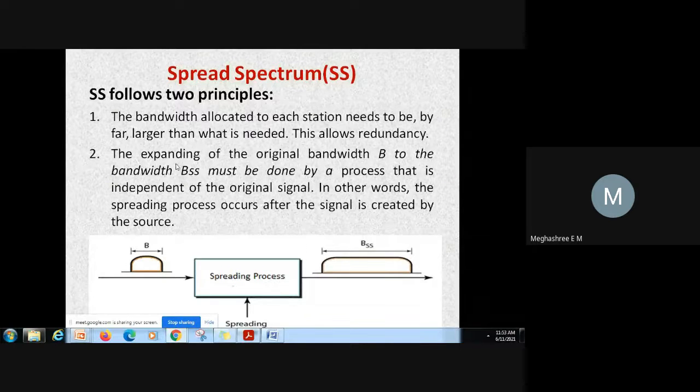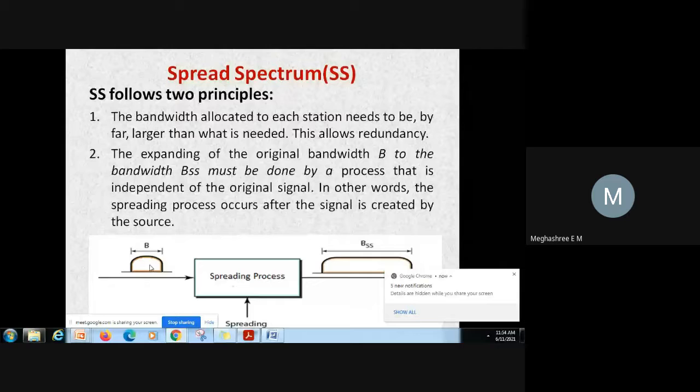The second principle is that the expanding of the original bandwidth B to the bandwidth BSS must be done by a process that is independent of the original signal. So there should not be any dependence on the original signal. The spreading process occurs after the signal is created by the source. As I explained in this diagram, first the source will generate the signal, and after generating, it is passed to the spreading process.